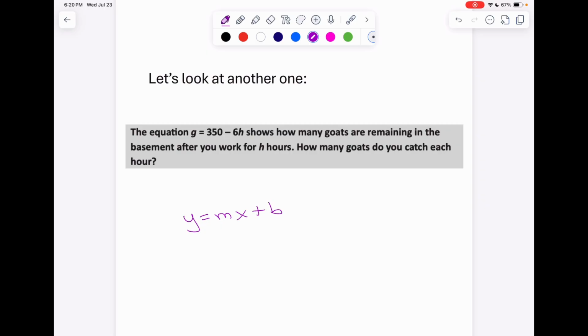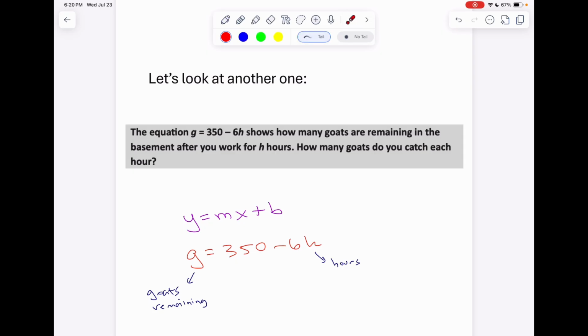The equation, now they're giving us a very specific one, g equals 350 minus 6h, shows you how many goats are remaining in the basement, which means g is the goats remaining in the basement after you work for h hours. So h represents the number of hours. They're asking us now, how many goats do you catch each hour? Well, this is interesting. Let's think about what this is saying.